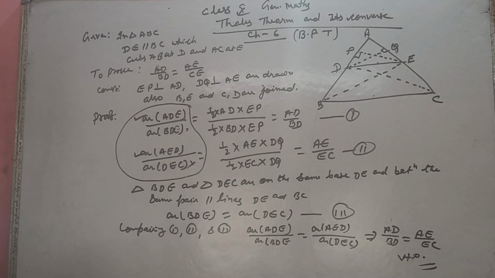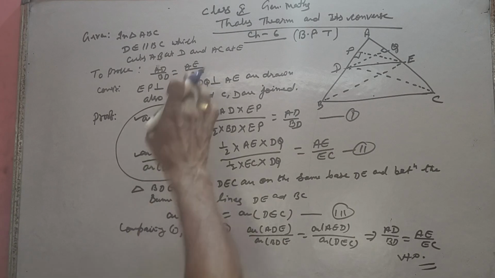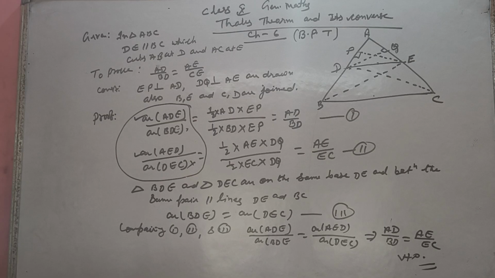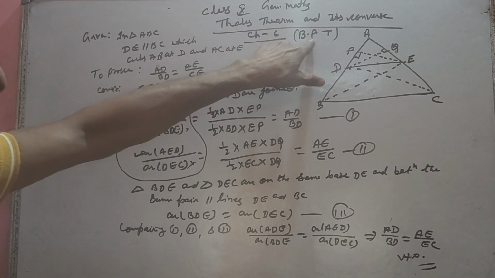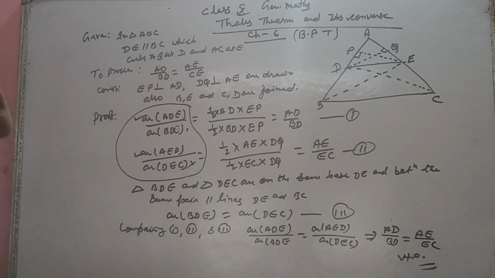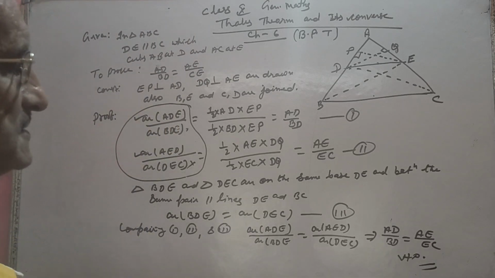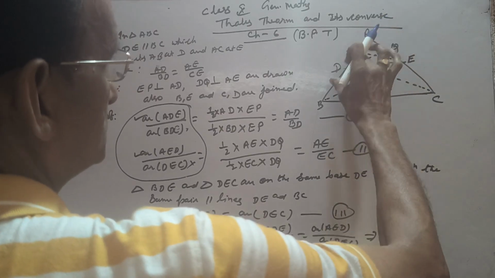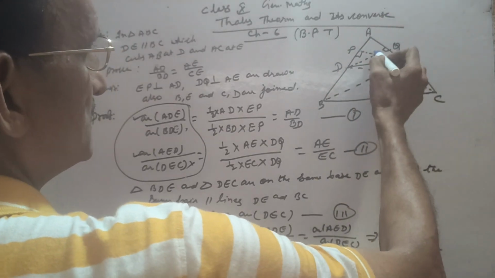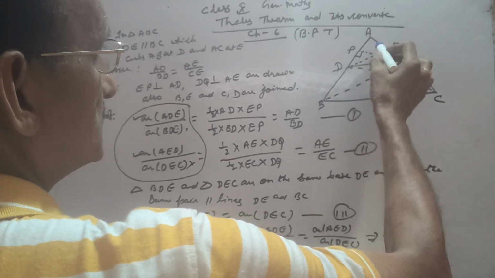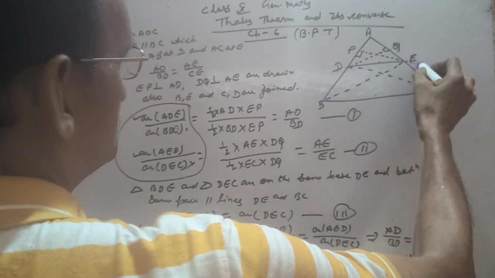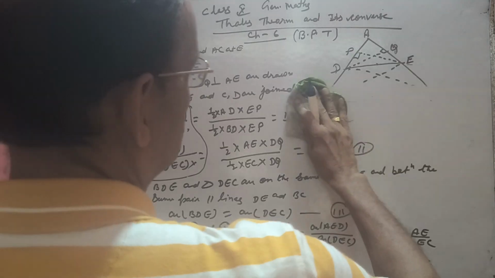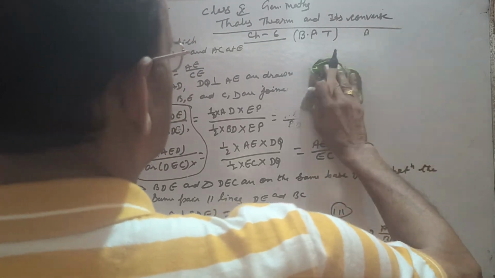This is called Thales Theorem, named after the mathematician Thales. You will find about him in the book. It is also called the Basic Proportionality Theorem, shortcut BPT. So this is the theorem. Now its converse is there. What is the original? If DE is parallel to BC, then AD by BD equals AE by EC. The converse: if AD by BD is equal to AE by EC, then we need to prove DE parallel to BC. So let's discuss the converse now.